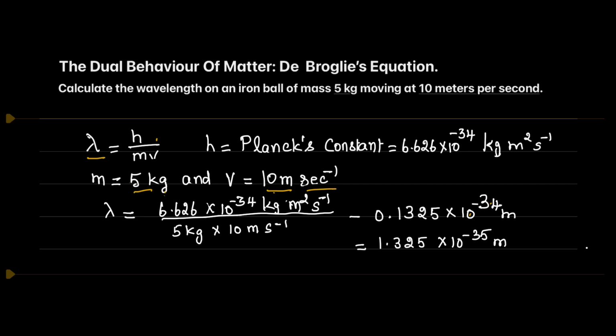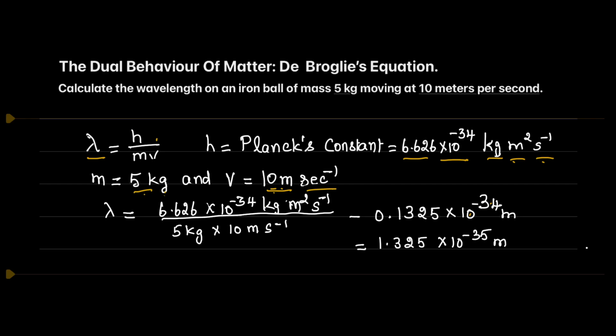The units for Planck's constant is either joule second or kilogram meter squared per second. In this video, we are going to use the second type of unit only, that is kilogram meter squared per second, since the mass is expressed in kilograms and velocity is expressed in meters per second. The numerical value of Planck's constant is 6.626 into 10 power minus 34.